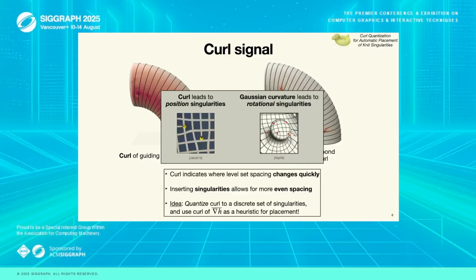As a side note, we're actually inserting what are called, in other contexts, position singularities, which introduce a new layer in a quad-dominant mesh. And so we can make a parallel here, because we can see that curl leads to position singularities, just like Gaussian curvature leads to the traditional rotational singularities that we see in quad meshes.